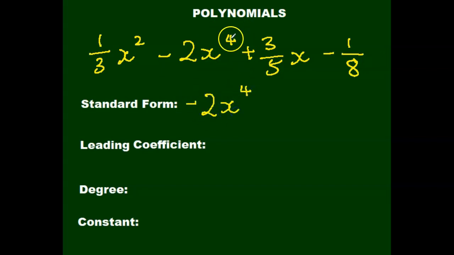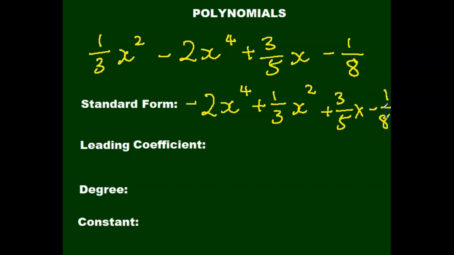And then what's our next smallest number? That's x squared. So that'll be 1/3 x squared. And then that goes down to 3/5 x. And it's at 1/8 at the end.